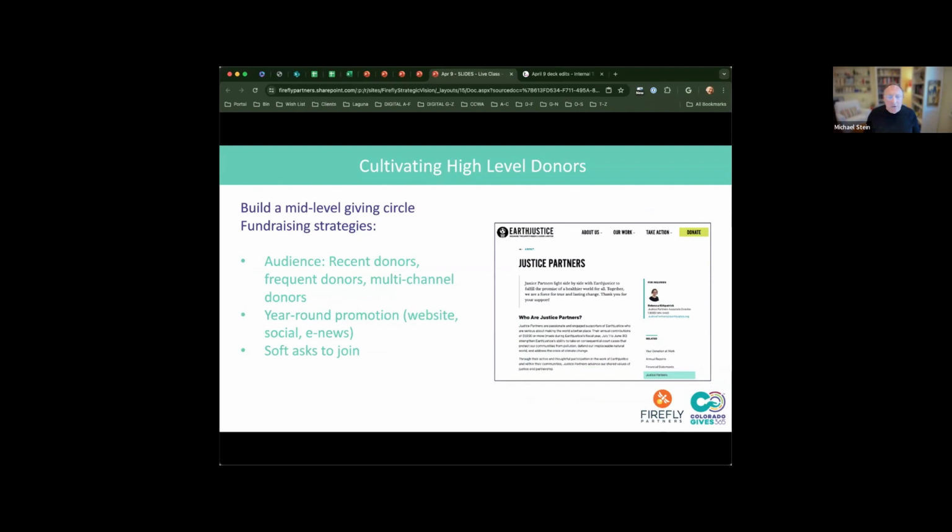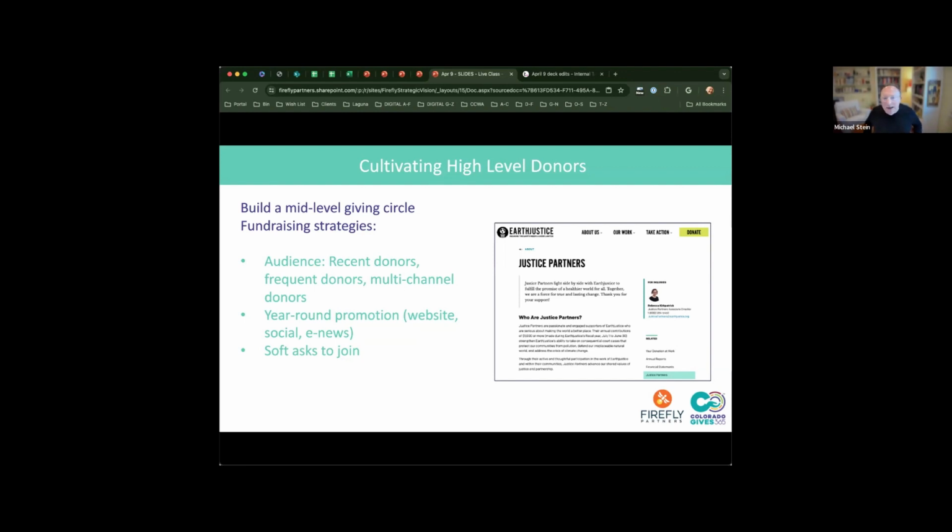Oftentimes the way to build a mid-level program, we sometimes call them giving circles, sorry, I think we changed that language earlier, is this: when you have people who have recently become a donor, or frequently given, or given through multiple channels, so maybe they've given $100 in the spring, $100 in the fall, another $100. Maybe they're giving all over the place. Maybe they gave in the mail. Maybe they gave at an event. When you see these kinds of patterns of giving, these are often the tells that help you identify people who would be perfect candidates to be invited to join a mid-level giving community.